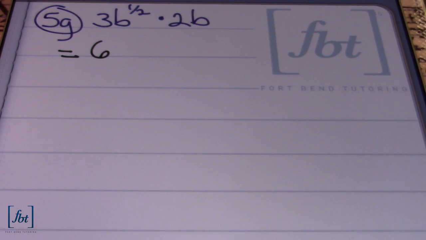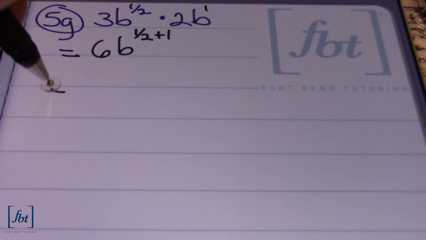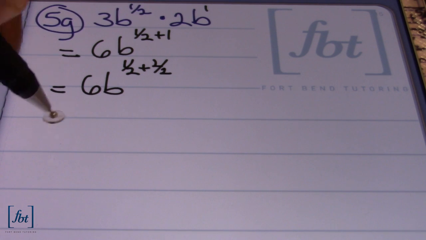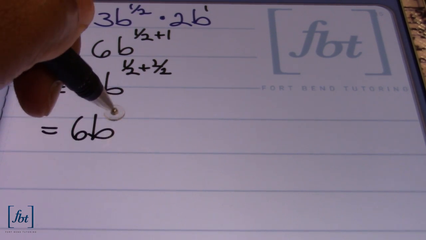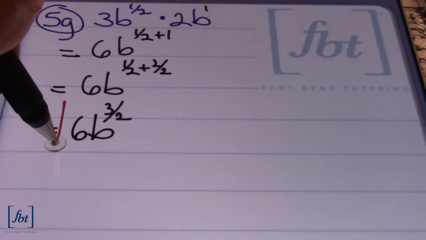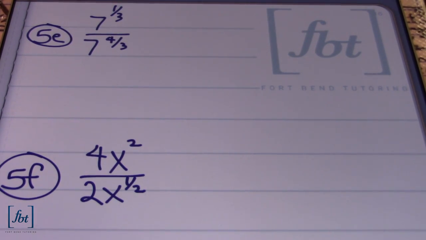As far as multiplying the like bases of b are concerned, however, we're supposed to add the exponents, aren't we? Well, this b right here, that's to the first power. So I'll have b to the 1/2 plus 1. Well, that's equivalent to 6b to the 1/2 plus 2/2, right? So this gives me 6b to the 3/2, which is the answer. Red boxing it. That was 5G. Having fun with rational exponents.